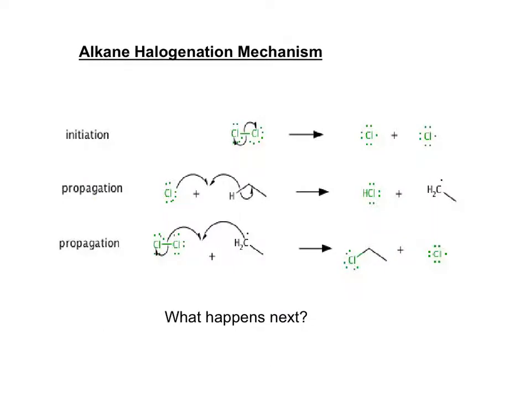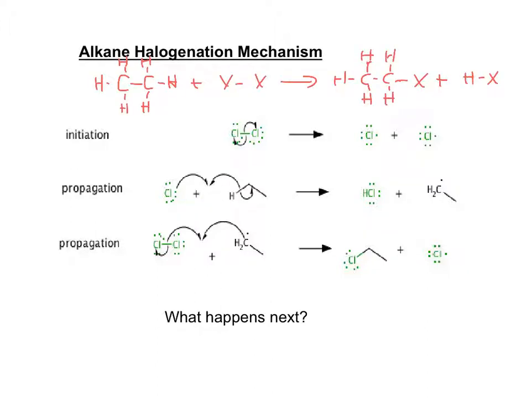In an alkane halogenation reaction, an alkane reacts with a halogen, X2, to form an alkyl halide. So stop the video and review the mechanism of this reaction, and then identify what happens in the next step.